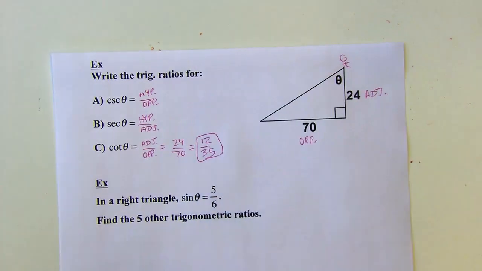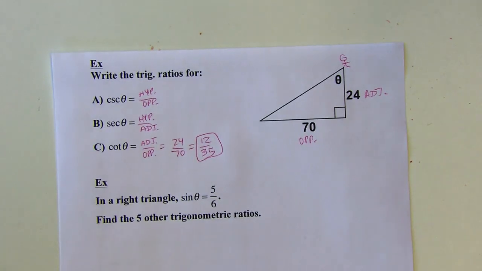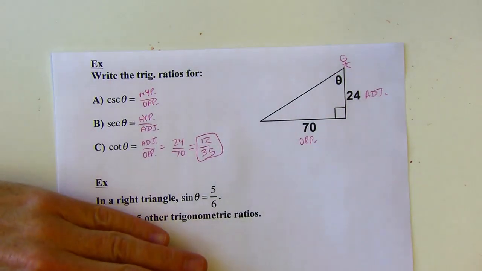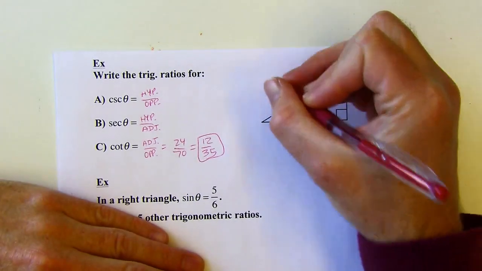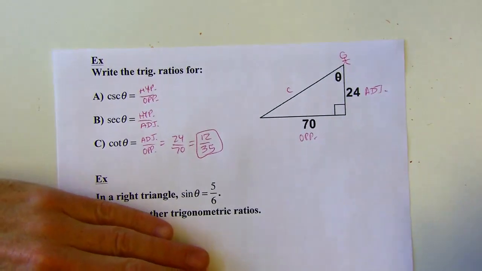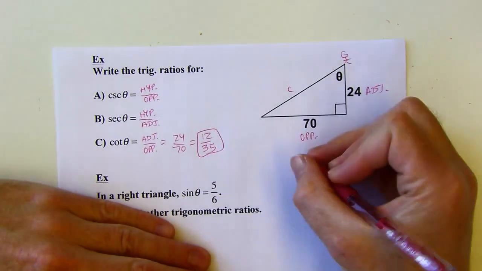Okay. But I can't yet do the other two because I need the hypotenuse, but that's okay because I can do a little side problem, right? If I call this c, a squared plus b squared equals c squared, I can use the Pythagorean theorem.